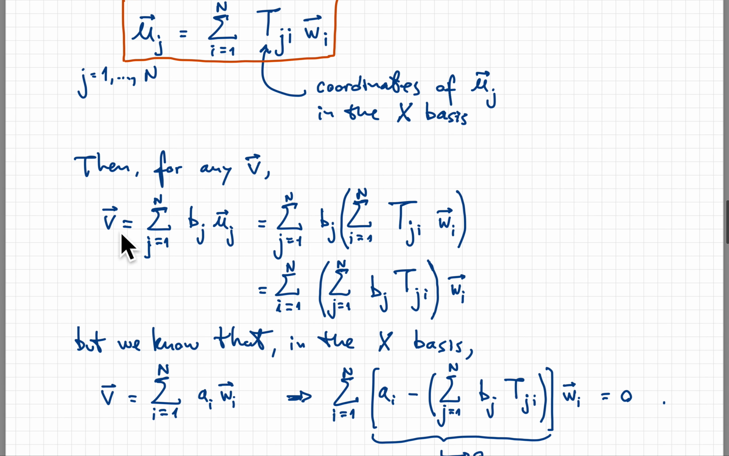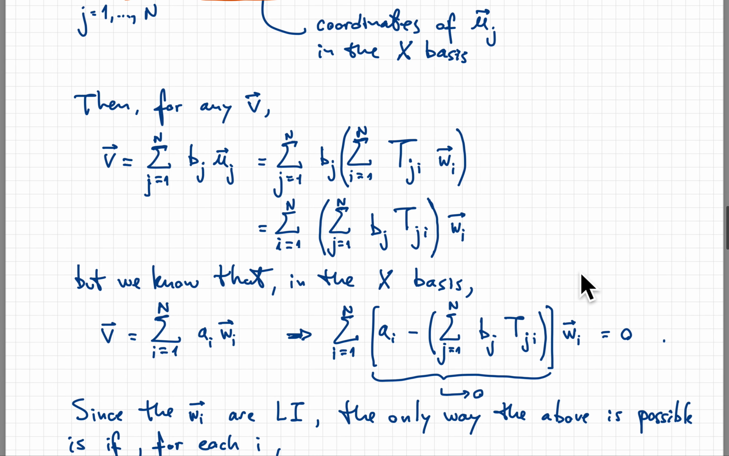We know that in the x basis the v vector is written as a sum from i equals 1 to n of a sub i w sub i, and so by virtue of this expression and this expression, these two things must be equal. They're both equal to the vector v, and so we can subtract one from the other and rearrange the terms, and we obtain this identity. We obtain that the sum, same sum here, of a sub i minus this parenthesis here, which comes from here. Again, this comes simply from the fact that this v is the same as this v, and so this must be equal to this. So I put both things on the same side of the equation. That must be equal to 0.